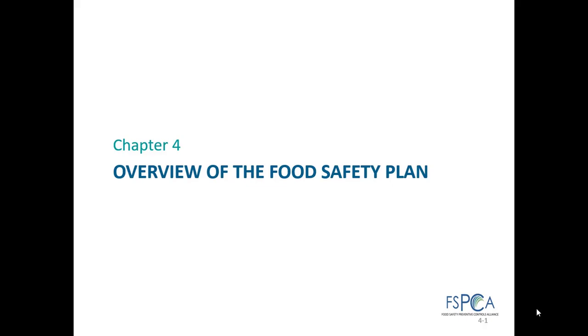Welcome to Chapter 4 on our Preventive Controls for Animal Food course. In this chapter, we are going to be going over the actual food safety plan itself, so the actual document that's going to be produced by being in compliance with Part 507.